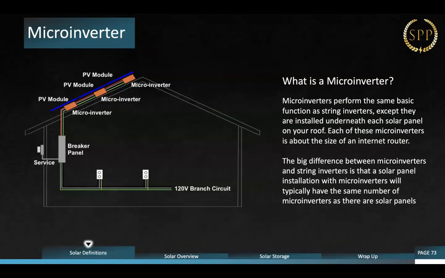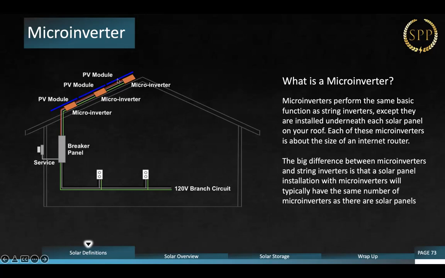So what about microinverters? What's the difference? Microinverters perform the same basic function as string inverters, except they're installed underneath each solar panel on your roof. Each of these microinverters is about the same size as an internet router. The big difference is that a solar panel installation with microinverters will typically have the same number of microinverters as solar panels. So they go directly on the back of the actual panel themselves. So you have a microinverter on every single panel.